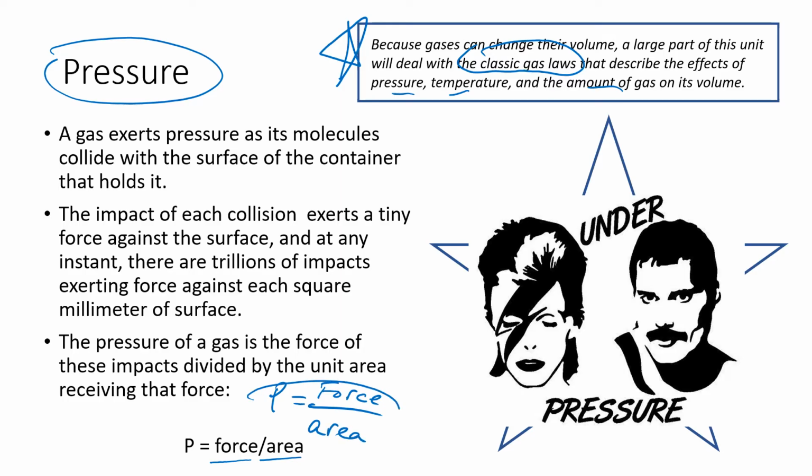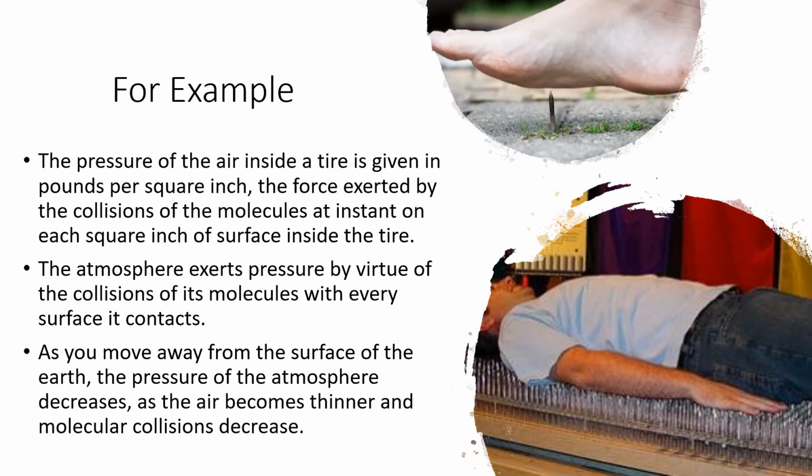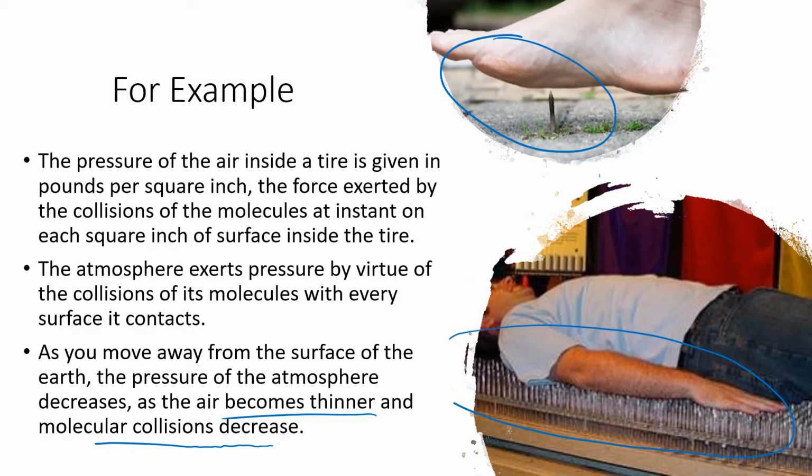So I want you to keep this in mind when we go to the next slide, okay? Because that will hopefully make a certain example make sense. So for example, increase your volume of gas in a tire, you increase the pressure because there are more molecules being pushed against it. As you move away from the surface of the earth, the pressure decreases. The air becomes thinner because there are less collisions of the molecules. So this is what I was talking about. So you see this right here, and then all this right here.